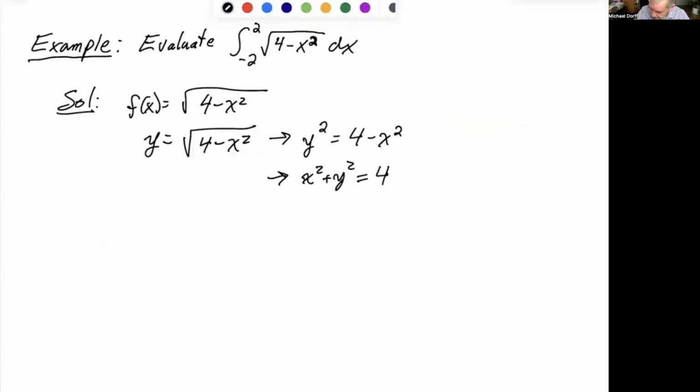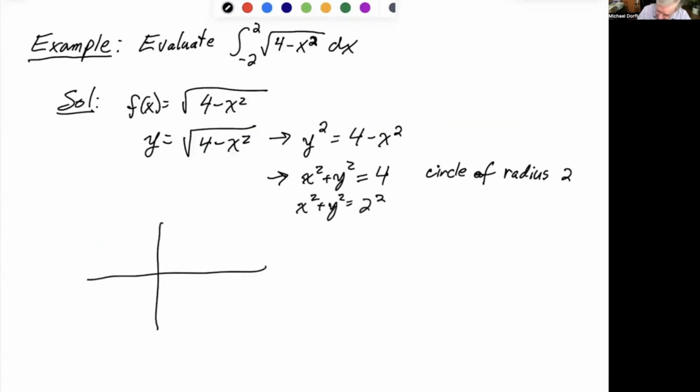What is that shape? That is a circle centered at the origin of radius 2, right? Because it's the same thing as x squared plus y squared equals 2 squared. So it looks like this, a circle here, centered at the origin, radius 2, both directions, okay? And then what do these limits here, -2 and 2 mean? Well, it means that I am doing the area from here, -2 to 2. So we're doing this, and we're trying to find this area right here.